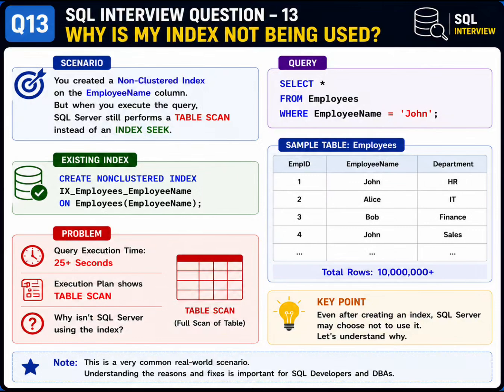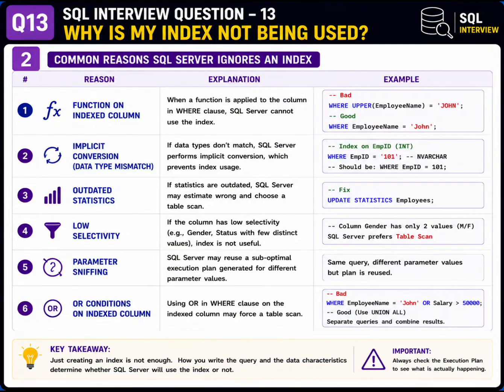The common reasons SQL Server ignores an index. There are several reasons why SQL Server may ignore an index. First one is a function on indexed columns, like when we use in the where clause, UPPER(employee name) = 'John'. Here SQL Server must apply the UPPER function to every row before comparing values. Because of this, it cannot efficiently use the index. Instead, it performs a table scan.